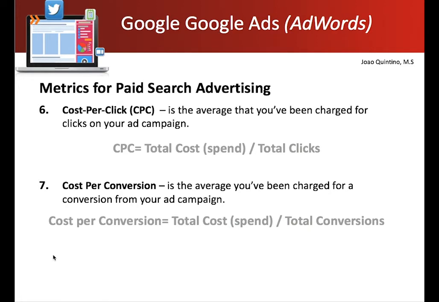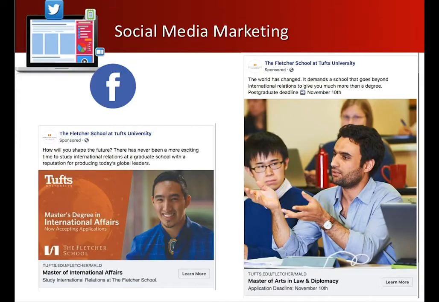of clicks. And cost per conversion is also a very important metric, and is the average you've been charged for a conversion from your campaign. The way you calculate this is the total cost or the total spend of your campaign divided by the total conversions. So let's move to social media marketing. This is an example of a Facebook advertising.